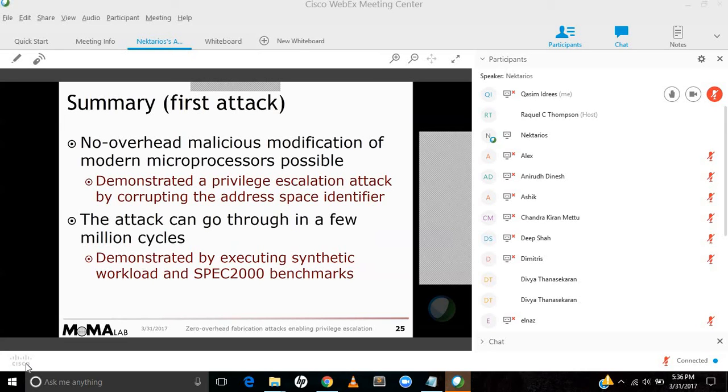So in the summary, it is possible to have malicious modifications at the processor level that have minimum overhead. We only changed the delay of a wire at a very specific point. This was demonstrated as a privilege escalation attack, and it goes through only in a few million clock cycles. And since the attacker only has to win once, the practicality of this attack is deemed realistic.